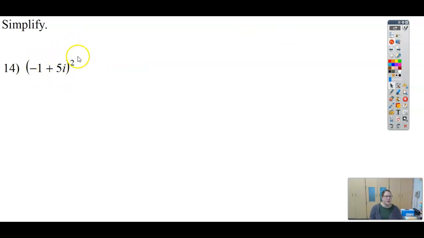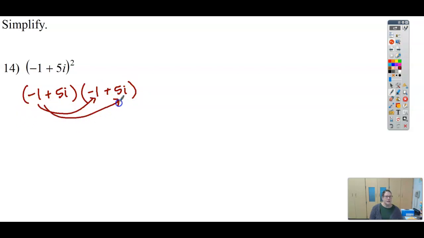So make sure if there is a squared here, anytime you've got a plus or minus in here, and you've got an exponent out here, I need to write this as negative 1 plus 5i times negative 1 plus 5i. That's going to remind me that both of these numbers need to be distributed here.